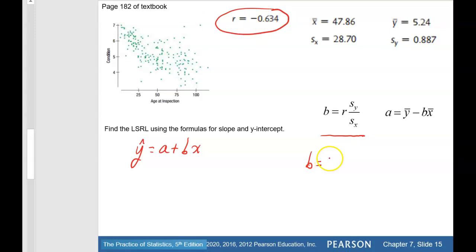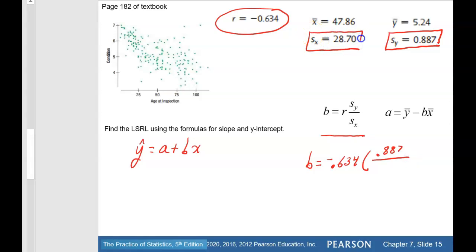So b is equal to negative 0.634 times the standard deviation of y, and I just put a box around it, so times 0.887, and divide by the standard deviation of x, and I just put a box around that one, so divided by 28.70. So at this point we're going to get out our calculator and type that in.